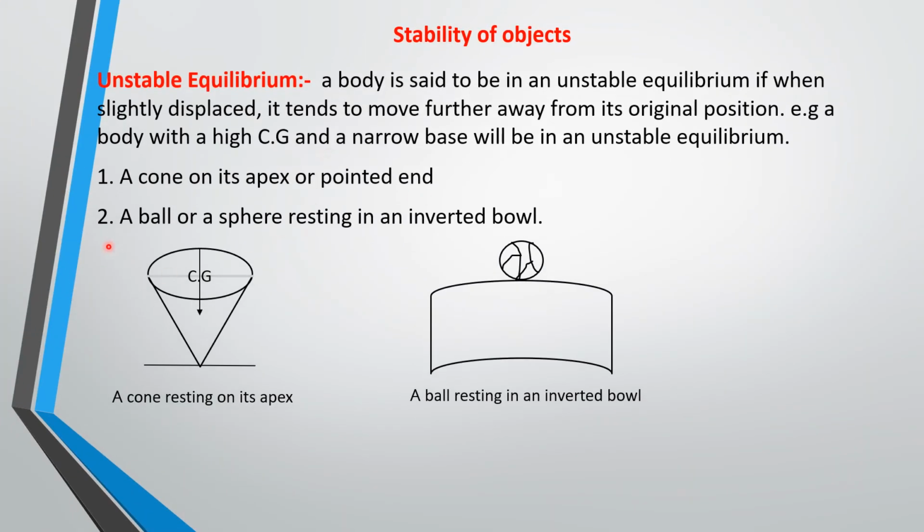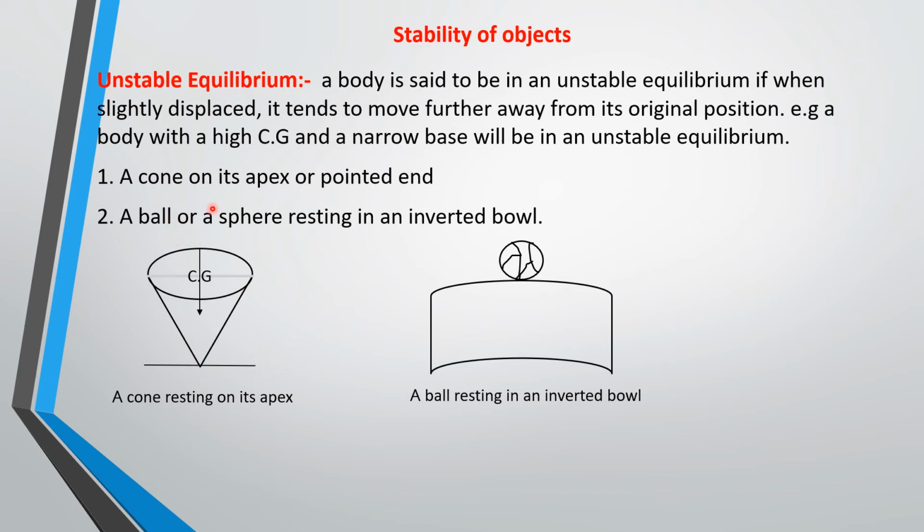Okay, so we'll look at another equilibrium state, that is unstable equilibrium. A body is said to be in an unstable equilibrium if, when slightly displaced, it tends to move further away from its original position. So if you look at this cone now, if you displace this cone slightly, it will definitely move further than where it was. So like this cone, we say that it has a high center of gravity and a very narrow base. Look at the base, very narrow. So once you displace it a little, it will tend to move further.